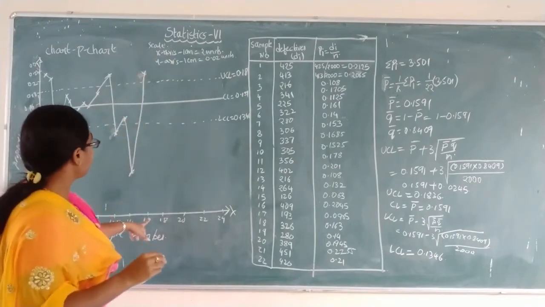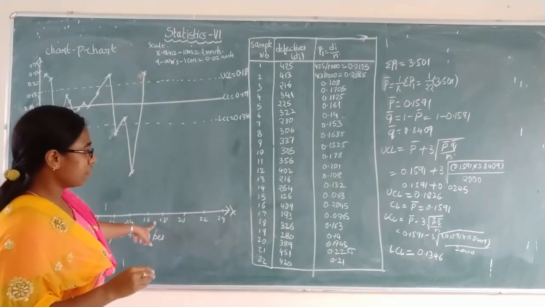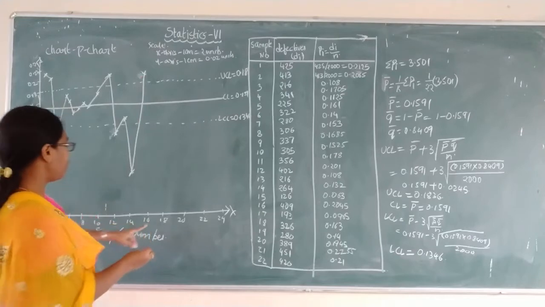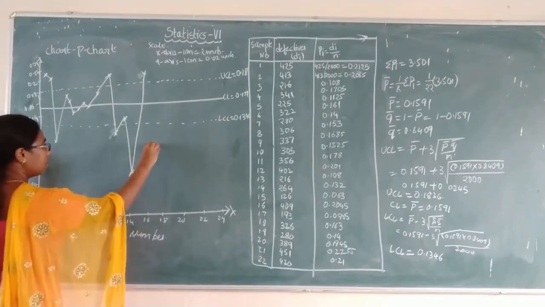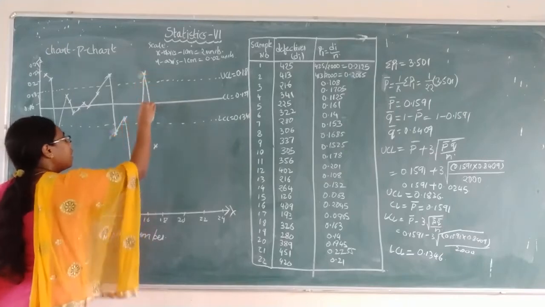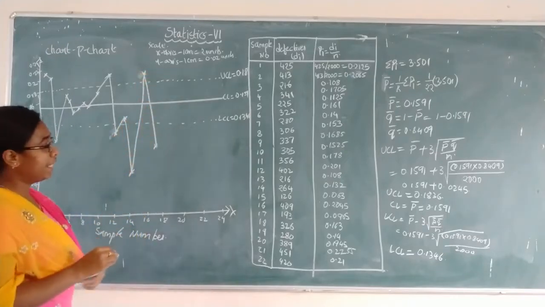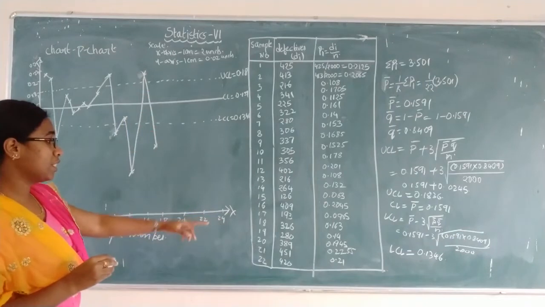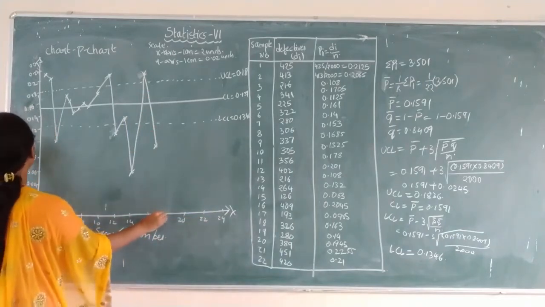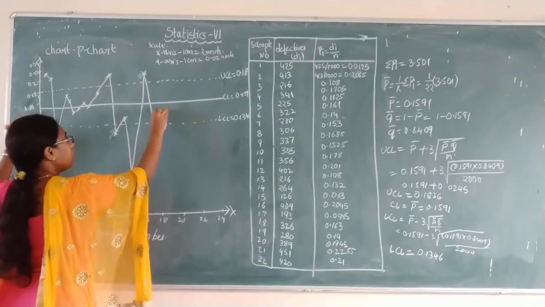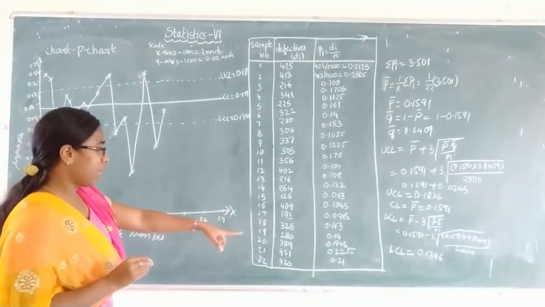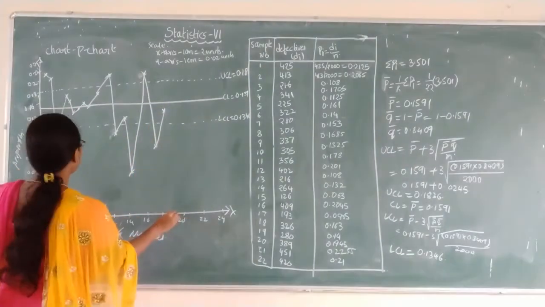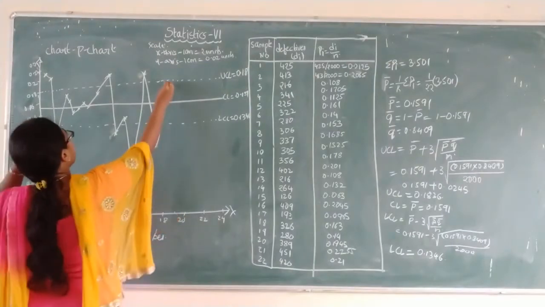Next, for the 17th sample, the value is 0.09. 0.09 it is here. Join it again. Next, for the 18th sample, the value is 0.14. 0.14. Join it. Next, for the 19th sample, the value is 0.19. 0.19.